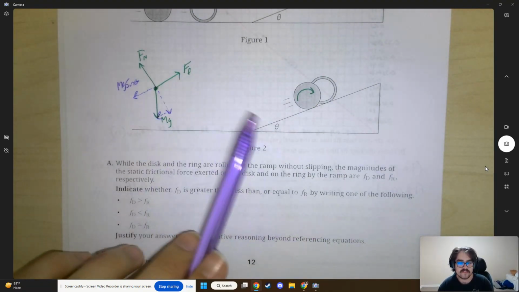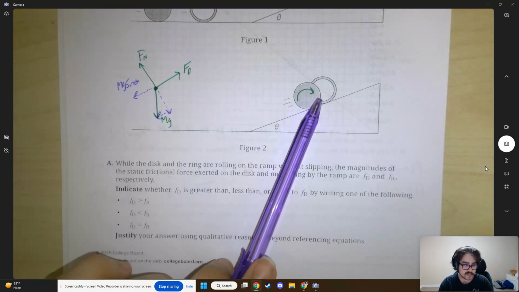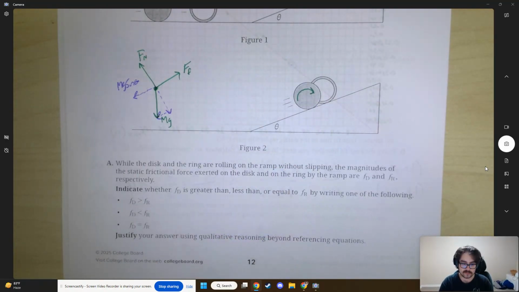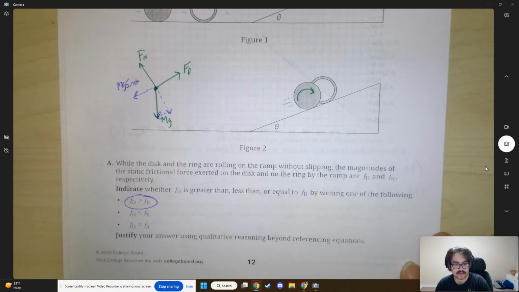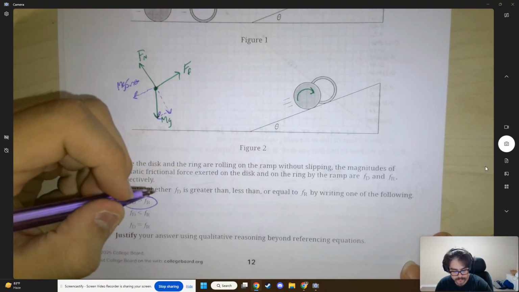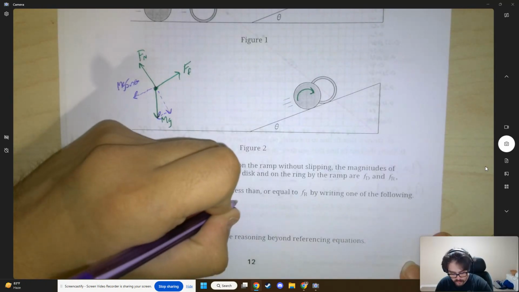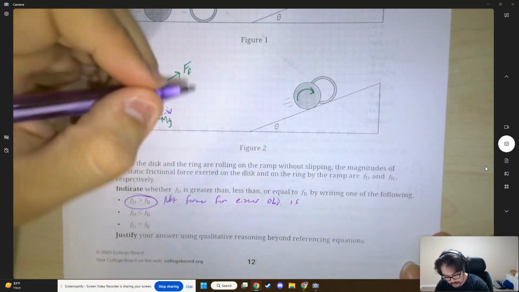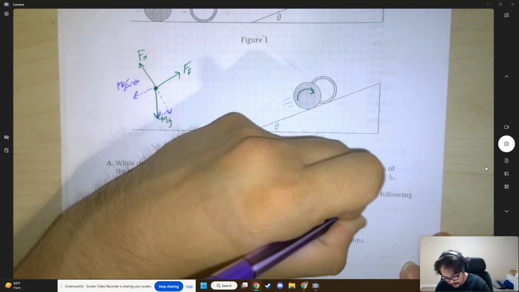Well, think about it. If the disk momentarily stops first, then that means it had to have a greater acceleration acting on it to slow it down faster. So I'm going to say that the disk had to have more friction acting on it than the ring, because the net force for either object is mg sine theta minus the force of friction.